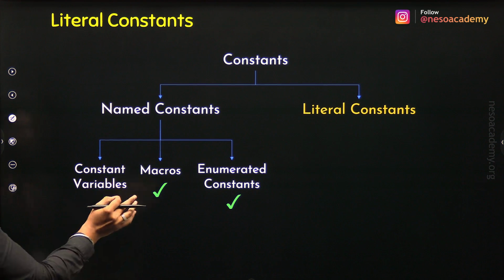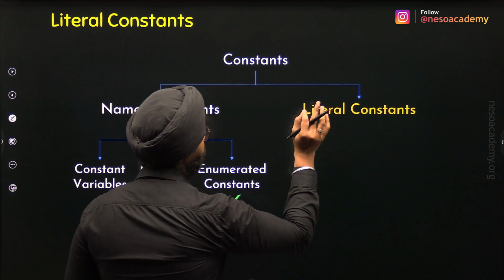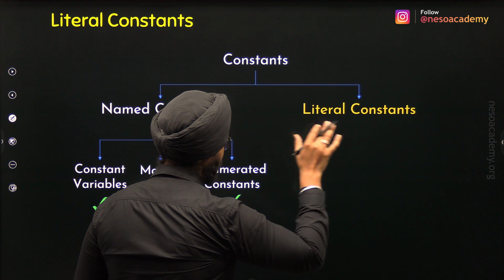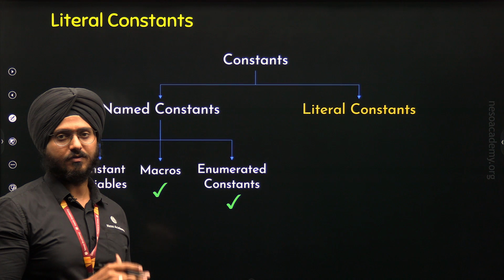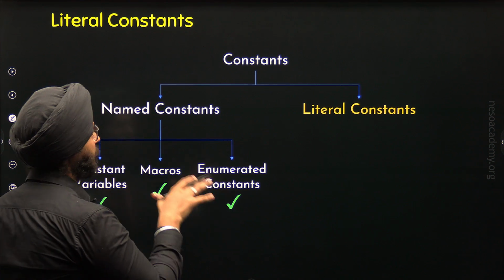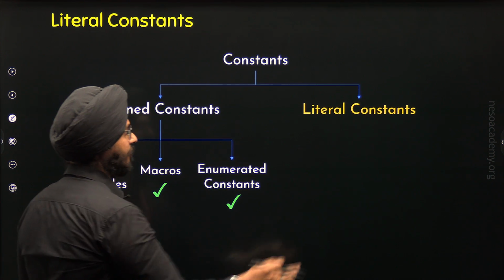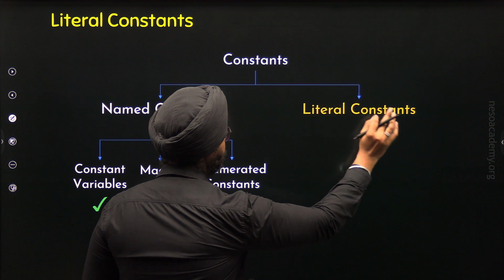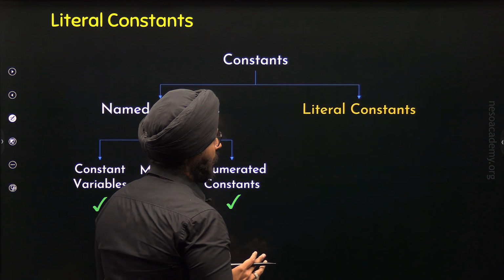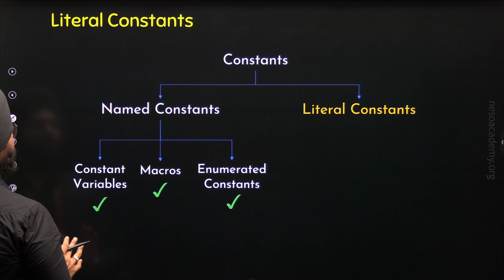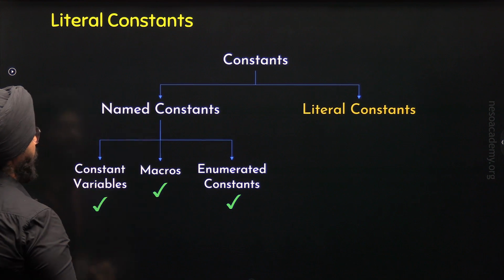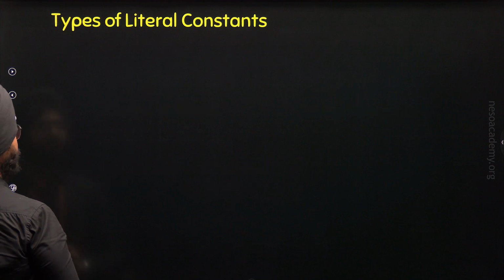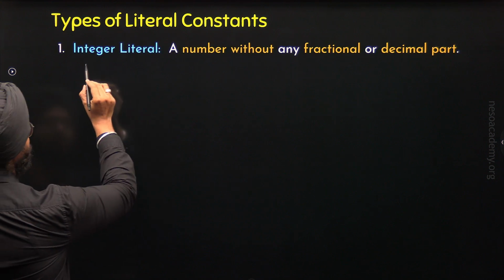In the last lecture, I gave you the basics of literal constants. But now in this lecture, we will understand different types of literal constants. After completion of this lecture, we will say that we have completed literal constants successfully. So let's proceed further and understand the different types of literal constants we have. Here is the first type of literal constant, which is the integer literal.